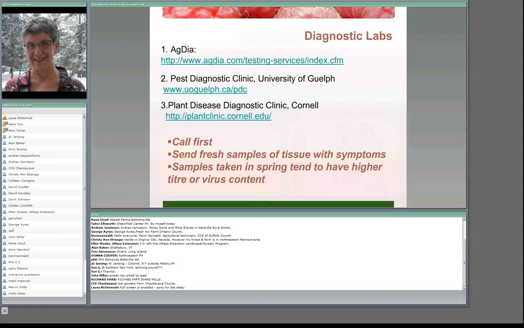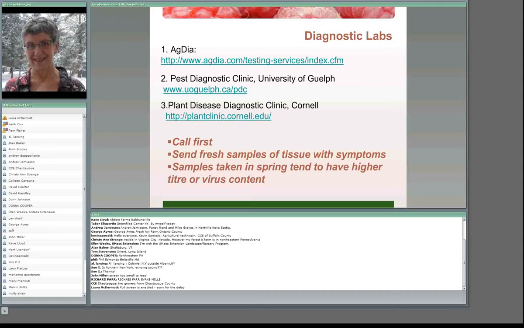AgDIA is a very good lab. I believe it's in Indiana in the USA. It's well equipped to diagnose virus diseases. And the website for AgDIA has good information about how viruses are diagnosed. And they have a price list up there too. Other labs you might consider are, if you're in Ontario, the Pest Diagnostic Clinic at the University of Guelph, or in New York, the Plant Disease Diagnostic Clinic.